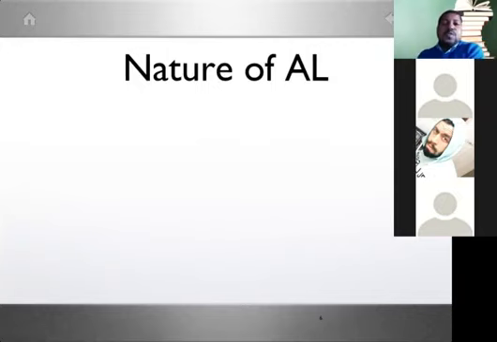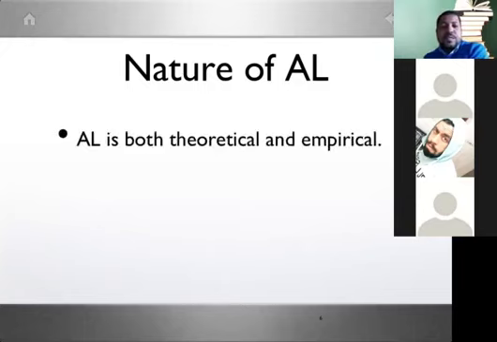So now that we know what applied linguistics is, we need to define its nature. What's its nature? We already have an idea about this from the definition. We said that applied linguistics is both theoretical and empirical. By being theoretical, it simply means that it aims to build a theory. A theory is a set of assumptions, a set of beliefs about an issue. That's a theory.